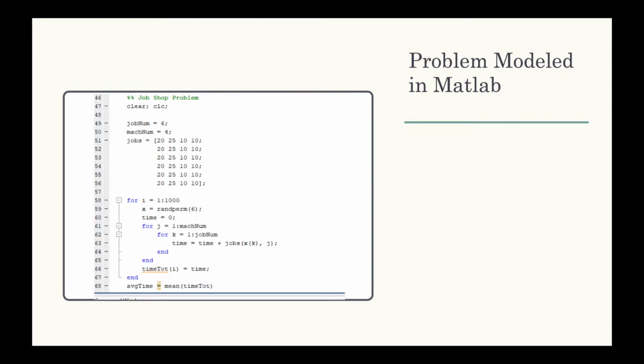This is our problem modeled in MATLAB. As you can see, we have the job shop problem outlined, where we have the number of jobs and machines, and then we have them put into the matrix with the 4 different times, and then we have the nested for loops that first choose the different arrangement of the 6 jobs that will go to the machines, and then we initialize the time, and then it'll choose the machine and then the job, and add the time that the job takes at that machine each time, and then it'll calculate the total time, and then we'll take the average of the times that equate to the total time.